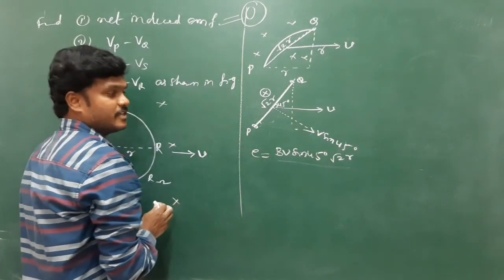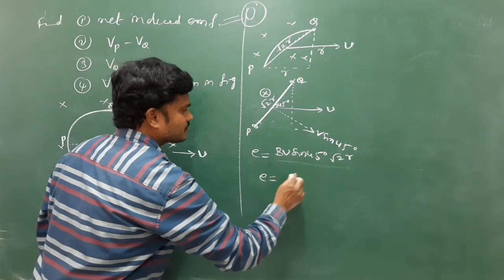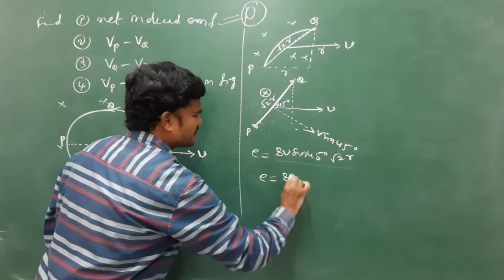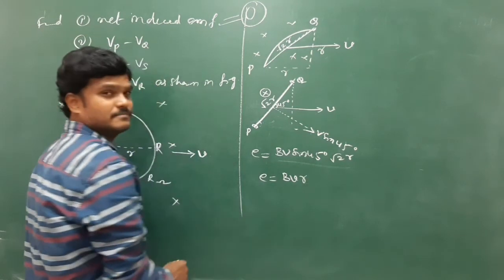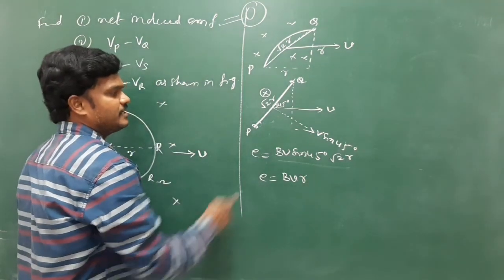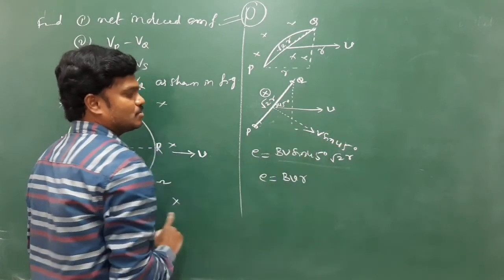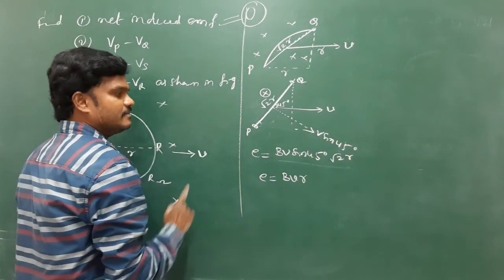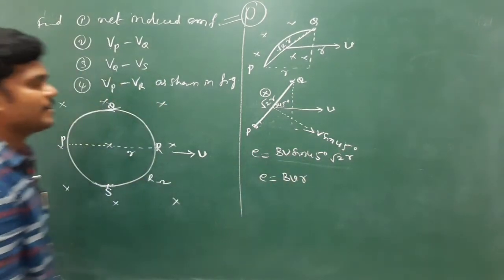They are asking to find the EMF, which is equivalent to B V sin 45, that is 1 by root 2 BV, into the length root 2R. So 1 by root 2 cancels with root 2, and the EMF is BVR.